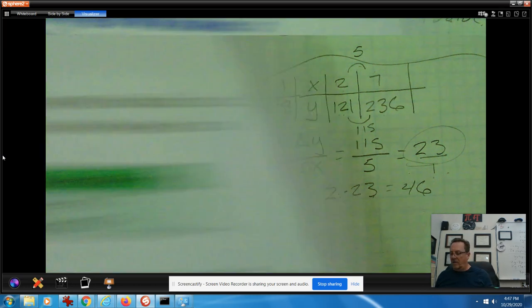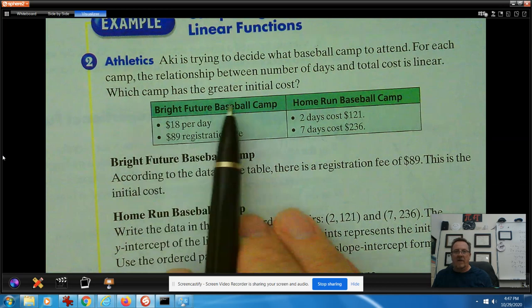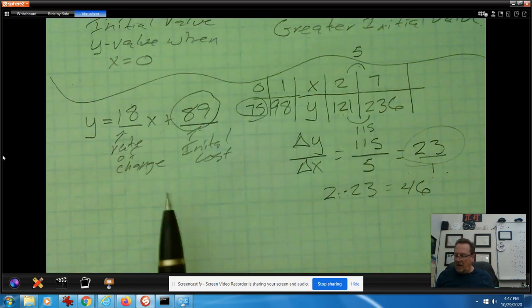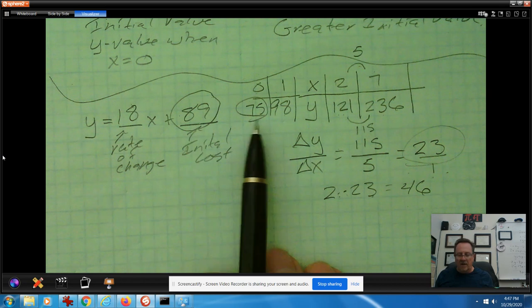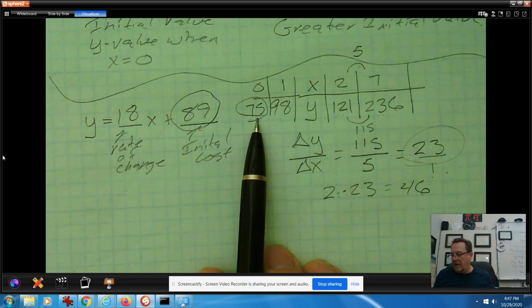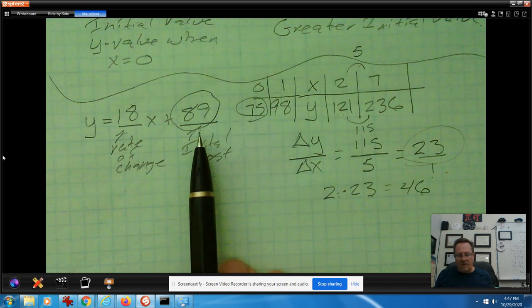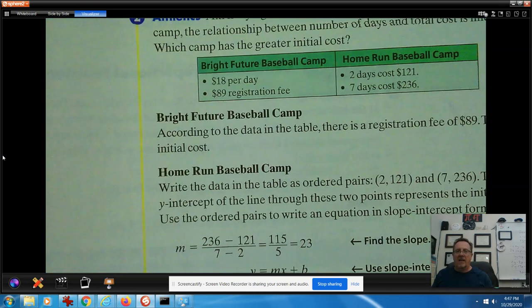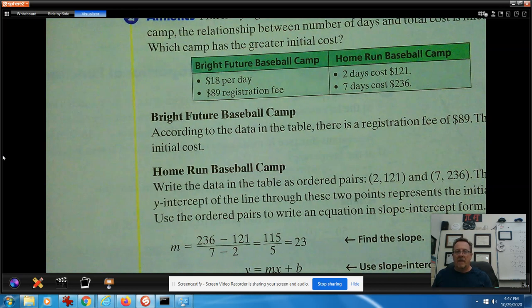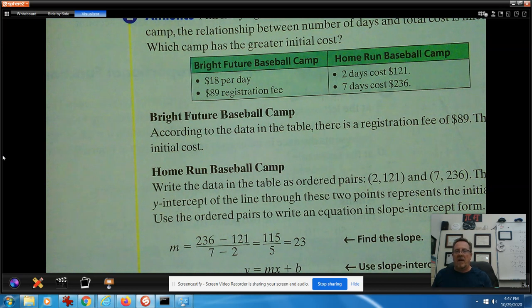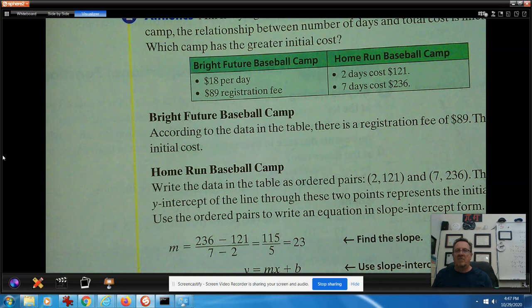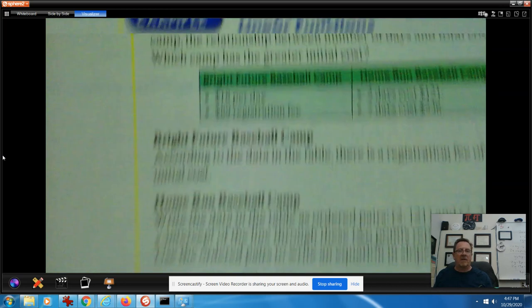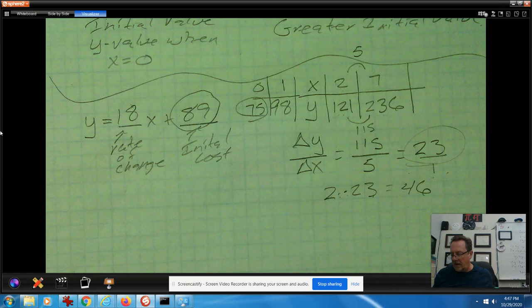It said, which camp has the greater initial cost? Well, the first camp had an initial cost of 89. The second camp, the home run baseball camp, had a cost of 75. So the first camp, Bright Future Baseball Camp, had an initial cost of 89. That's the bigger fee. So we'd say Bright Future Baseball Camp has a greater initial cost. That'd be our answer. It's $89 versus 75.